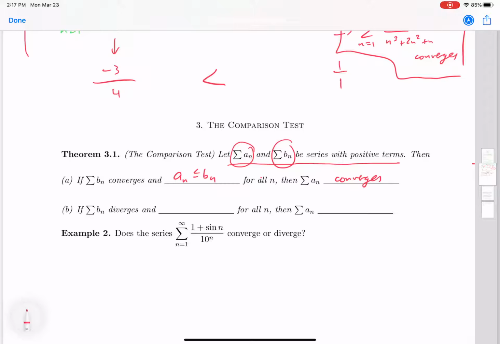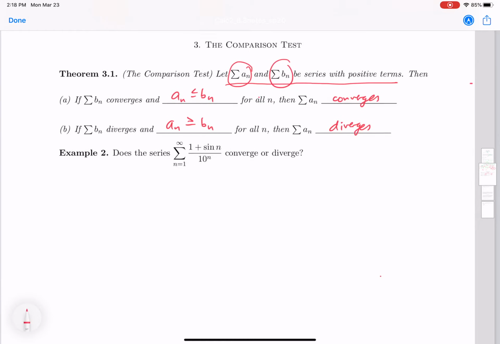Similarly, if the B series diverges, and we happen to know that the A series is always greater than or equal to the B series, then if the smaller one diverges, the bigger one, in this case A, also diverges.